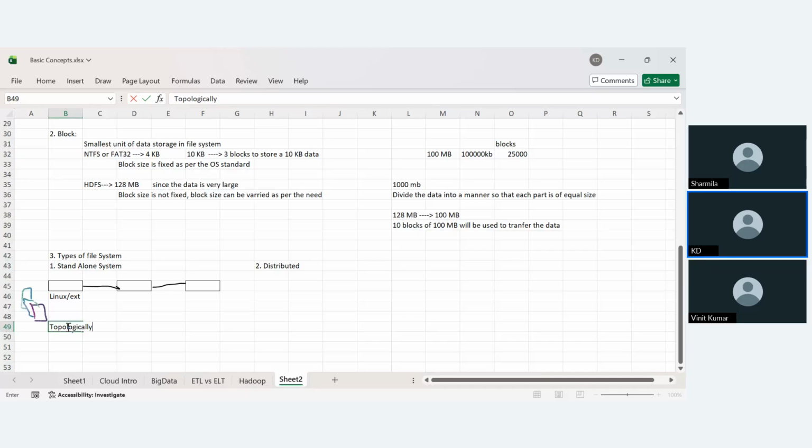So now, topologically, this is one system, and in the distributed system there are, let's say, these all systems. So we have three systems H, P, A.